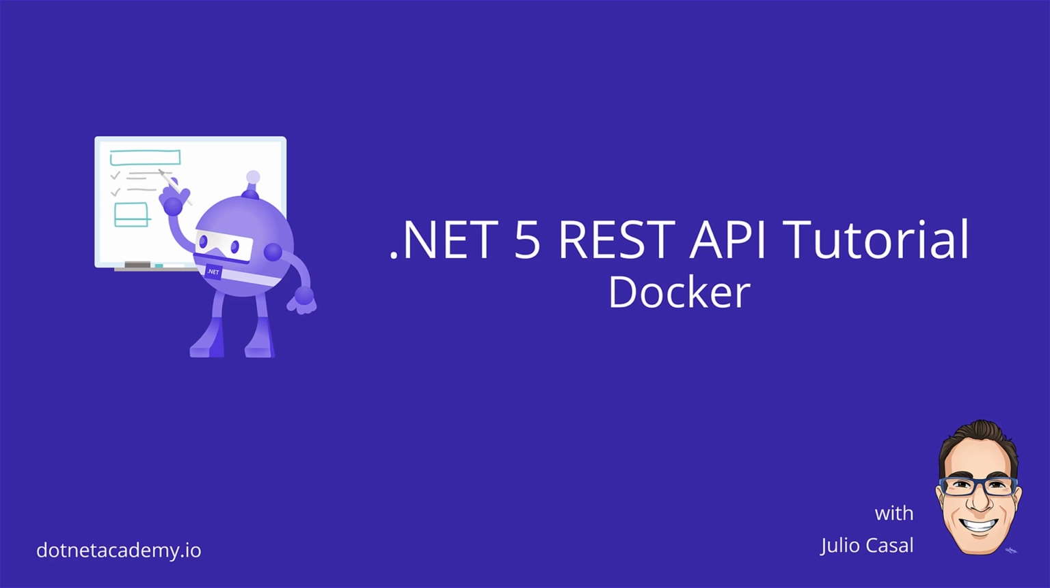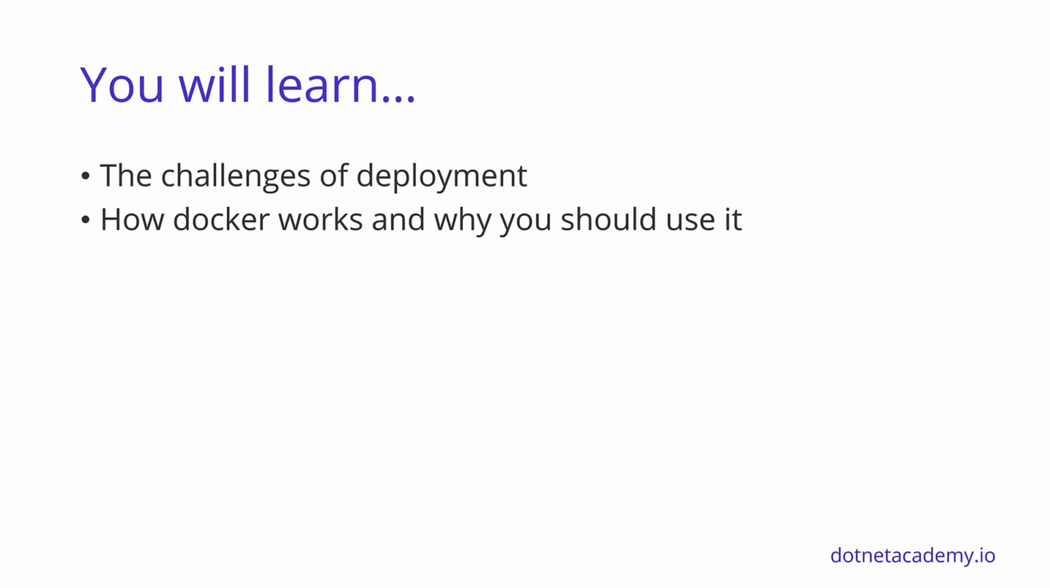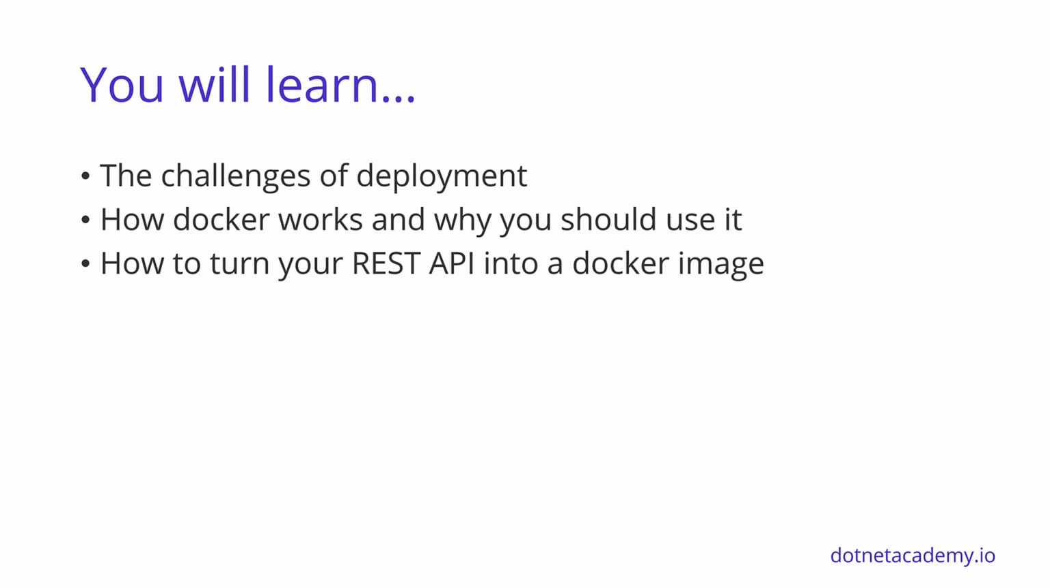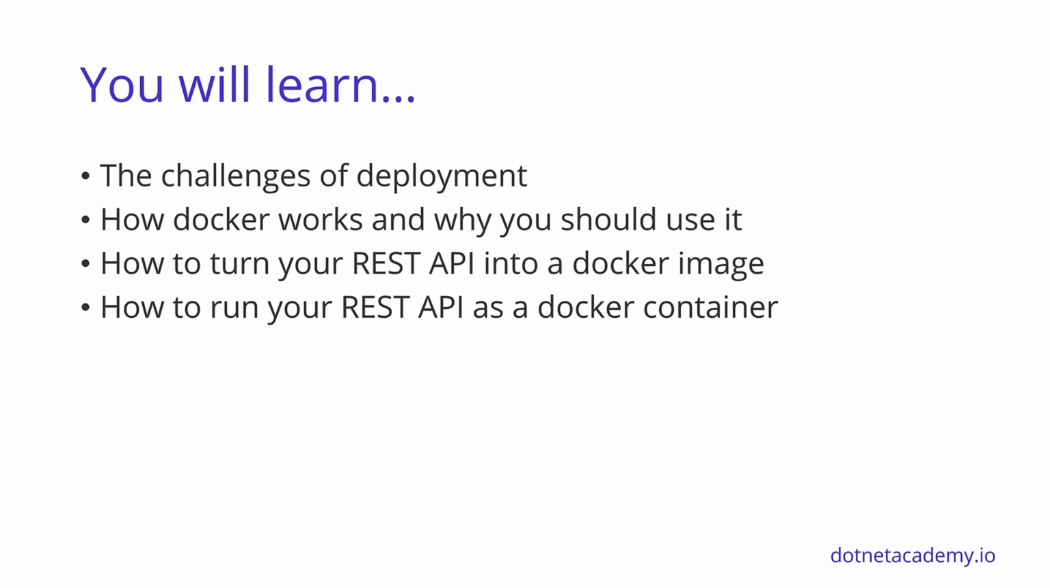In this episode of the .NET 5 REST API tutorial, we will start our path towards getting our API deployed to a production environment. We will learn about the traditional challenges involved in getting the API bits deployed outside of our developer box, how Docker can help us address these challenges, and how to turn our existing API into a Docker container. Today you will learn the challenges of deployment, how Docker works and why you should use it, how to turn your REST API into a Docker image, and how to run your REST API as a Docker container.